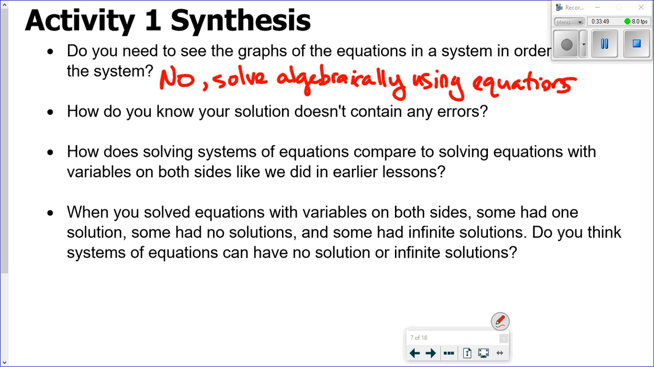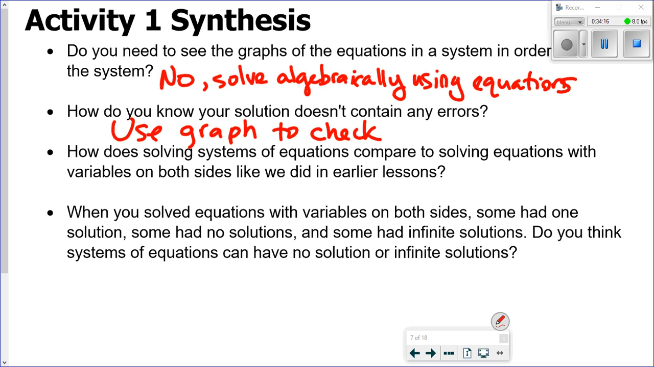How do you know your solution doesn't contain any errors? Well, that's the nice thing about checking it with the graph. Your ordered pair solution by solving algebraically should be equivalent to the point of intersection on the graph. So you can use the graph to check and make sure the 2 coordinates, the 2 points, are the same.